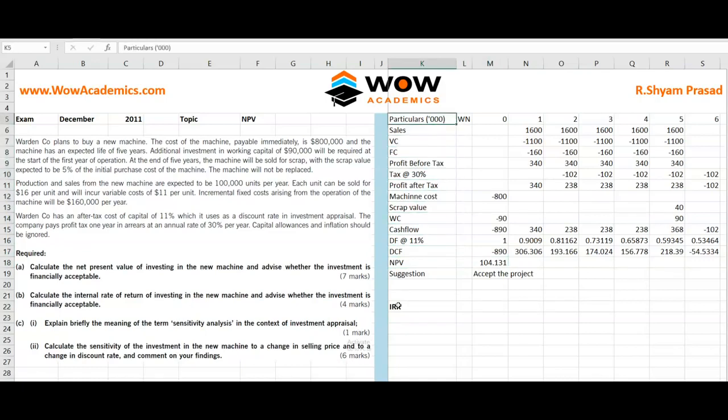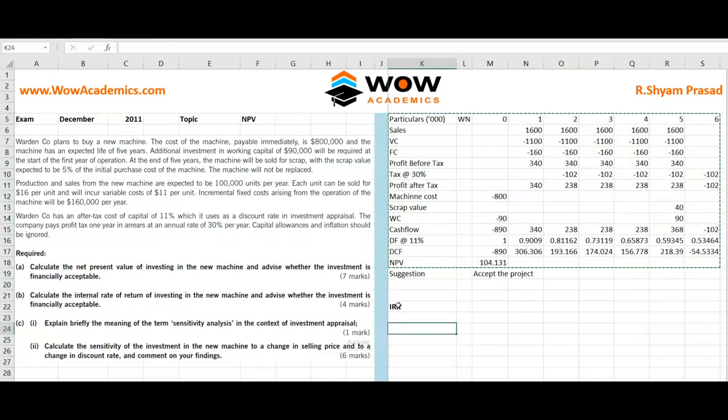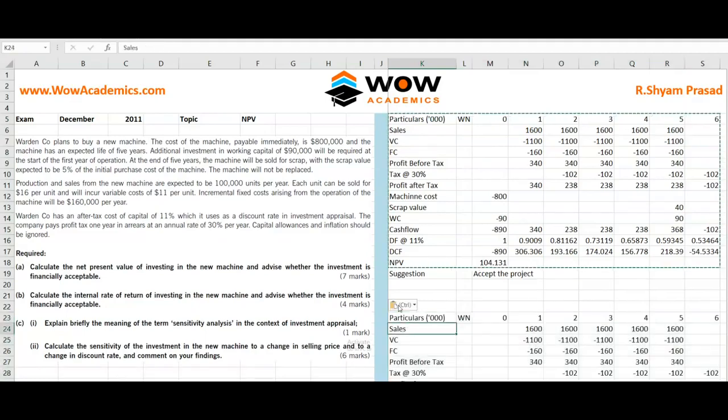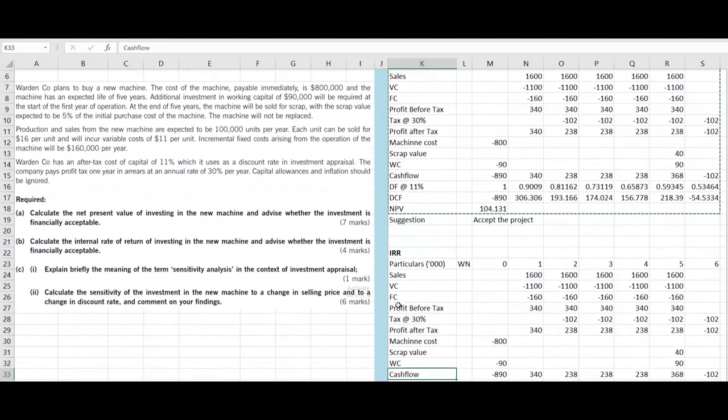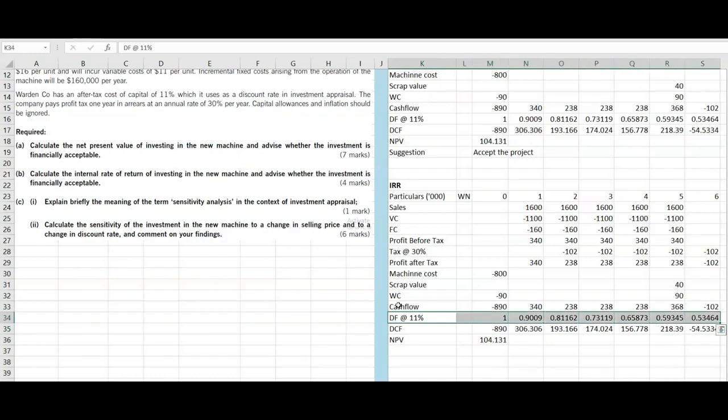So we'll copy this entire table, okay, except for the suggestion. We'll copy the entire table and we'll again reproduce it. Because if you're going to copy half of it, then you might not get the values properly. So it's better to get the full table and copy it. You just have to focus on only one line here. The line is the discount factor line.